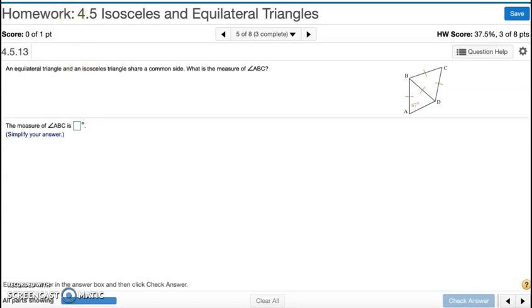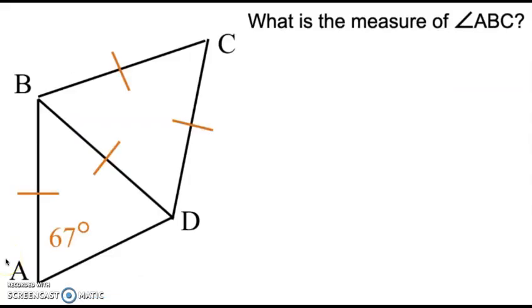So let's take a closer look at it. So the first thing I notice is that all three of these sides are the same. That means all three of these angles are the same. So if you divide 180 by 3, since all the angles are the same, you'll get 60. So each angle is 60 degrees for this one. But to find ABC, I need to find this piece as well.